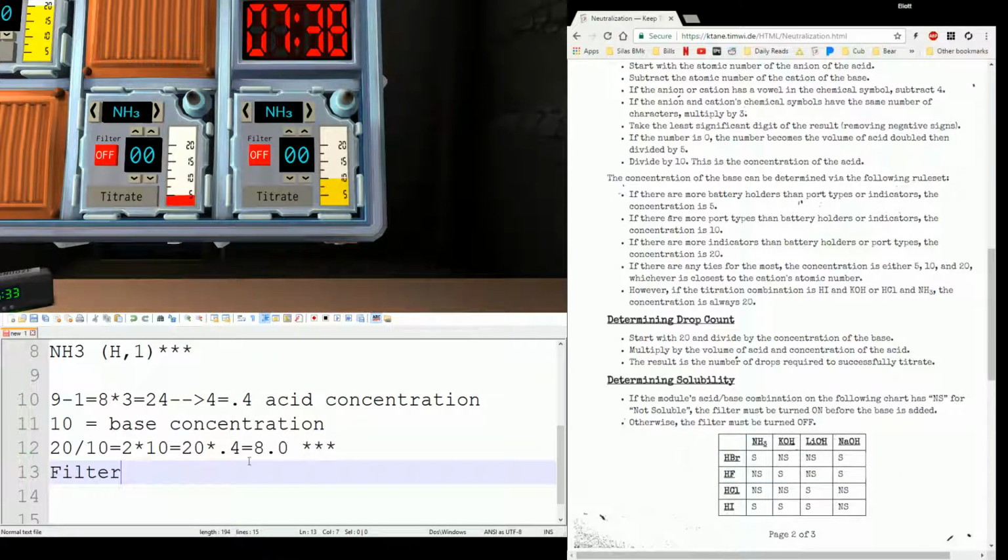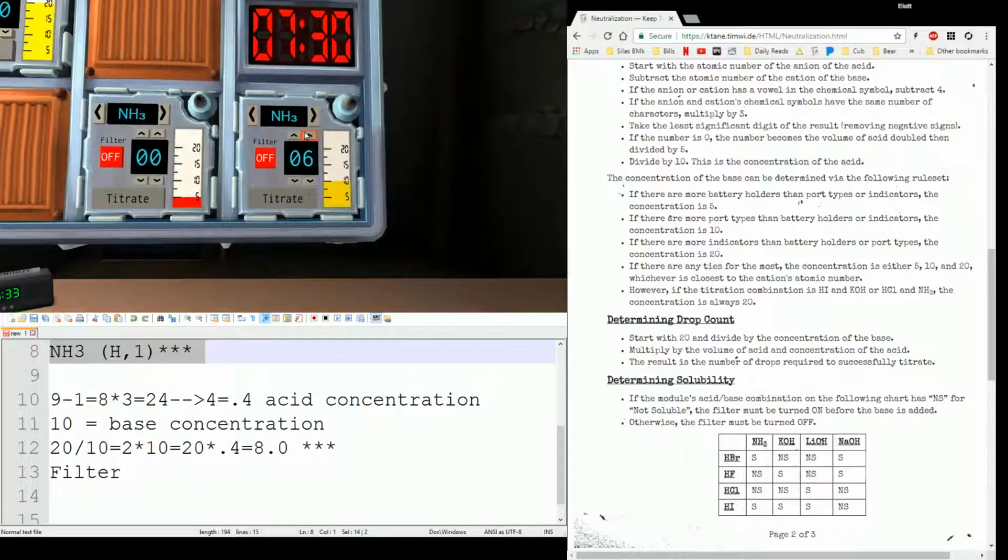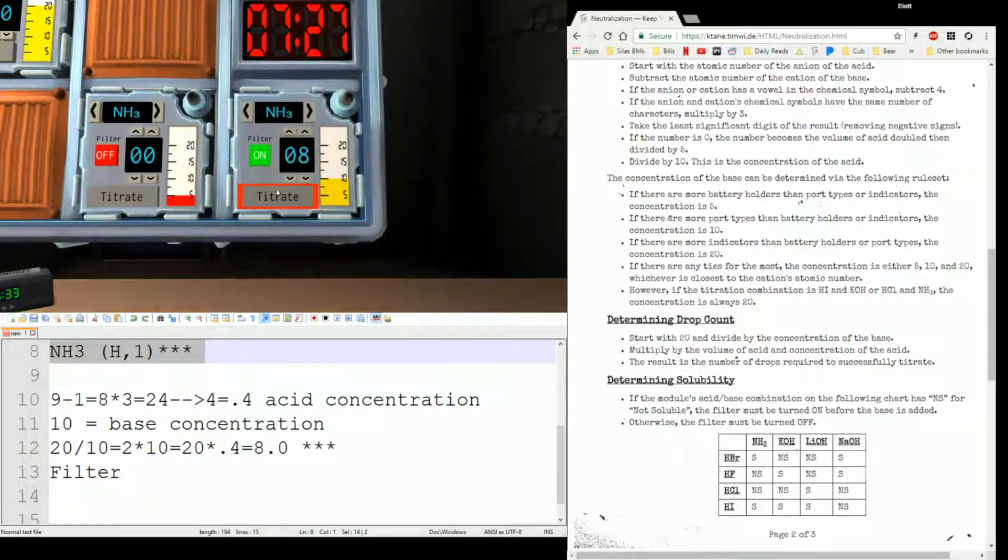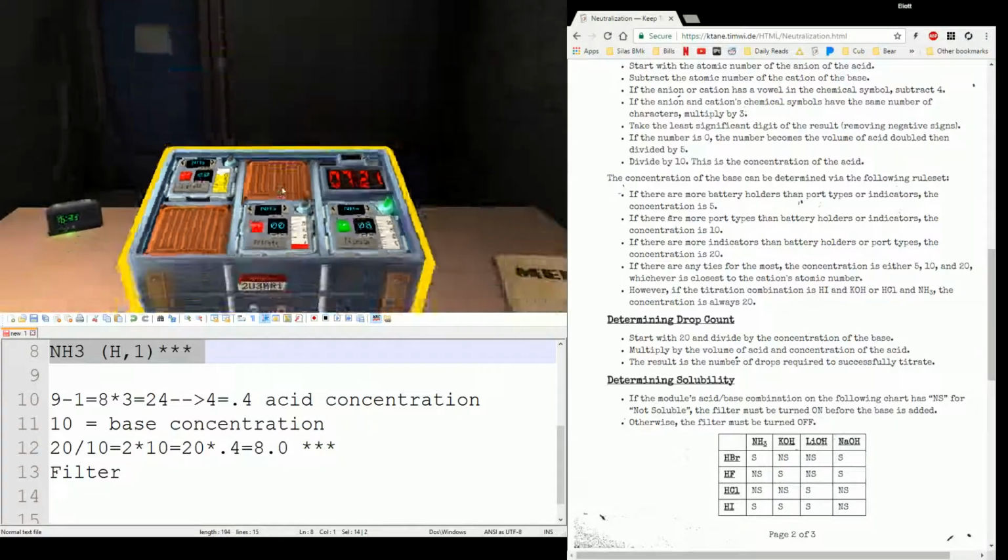There you go. So we've got the 3 things we need to tell our diffuser, so we're going to tell them, okay, your acid is HF, your base is NH3, drop count is 8, filter on. Makes a very satisfying sizzling sound when it's done. That's a quick run through of it.